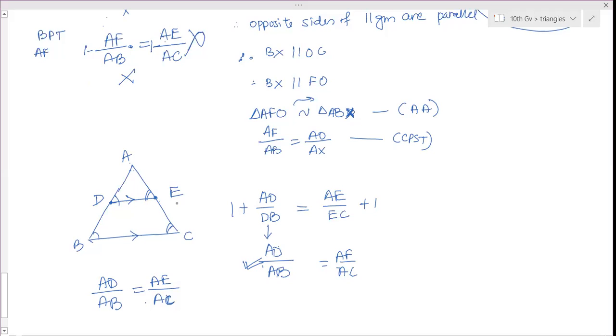Is that clear now? Properly keep this in your mind. Most of the students, I have seen, are making this mistake and losing full marks. They are losing marks because they are not understanding the difference between BPT and converse BPT. For converse BPT, what ratio is needed? Some of the students are not able to do that.